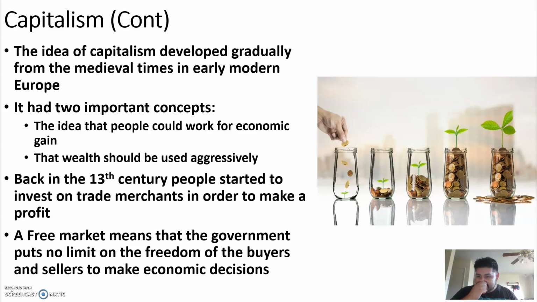All right. Now, back in the 13th century, people started to invest money with trade merchants in order to gain a profit. All right. The other thing is a free market means that the government has no limit on how much items you can buy.